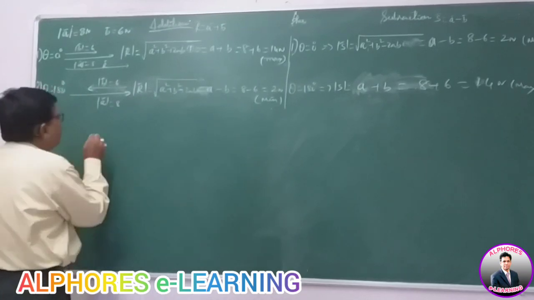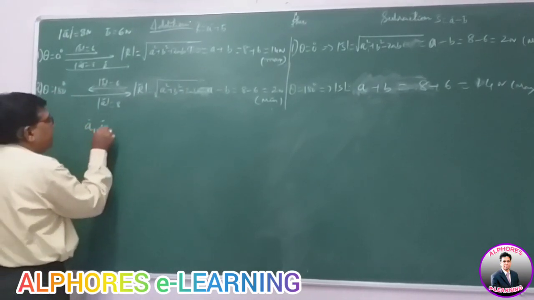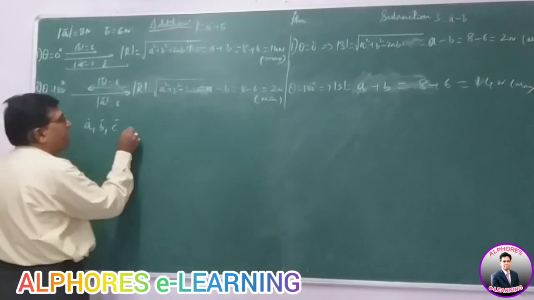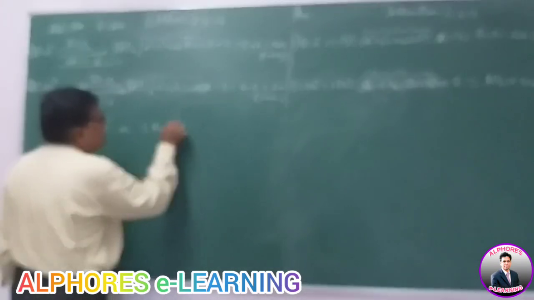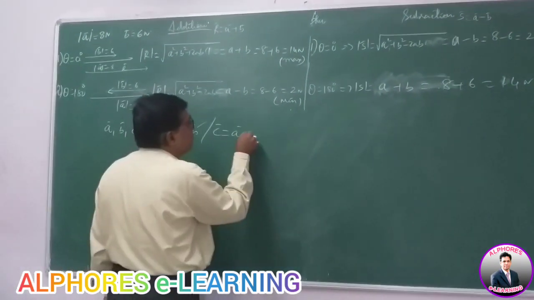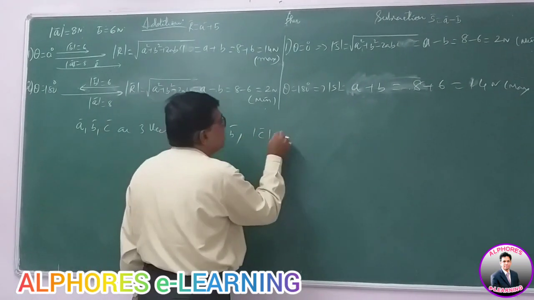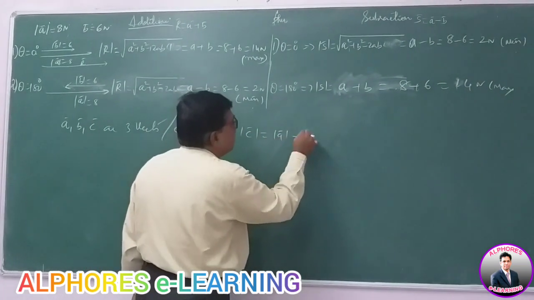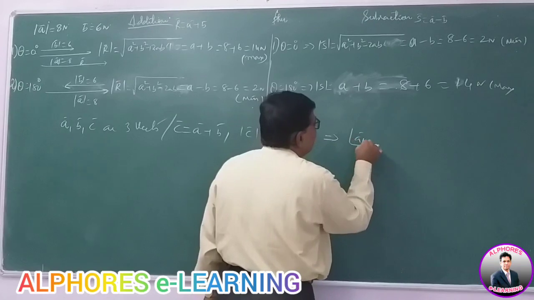Same question. He is now depicting it in vector notation. A bar, B bar, C bar are three vectors such that C bar is A bar plus B bar and mod C is mod A minus mod B. Then what does this imply about A and B?